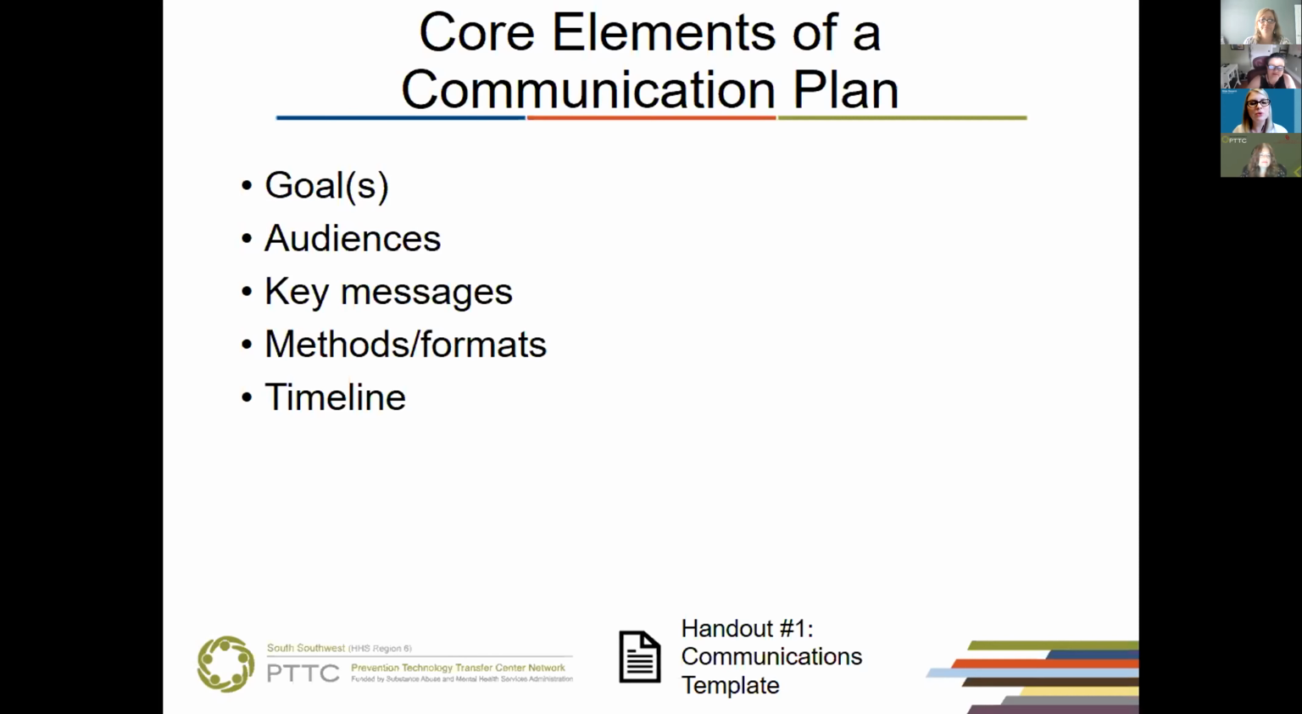And I know some of you shared some really great examples during our last webinar. So we're going to be touching on some of those, as well as some additional things that we have used that we found successful. And then finally, your communication plan should include a timeline for when you're hoping to get all of these steps done. And we're going to break down each of these components shortly.